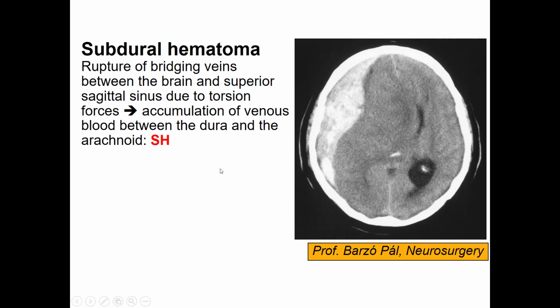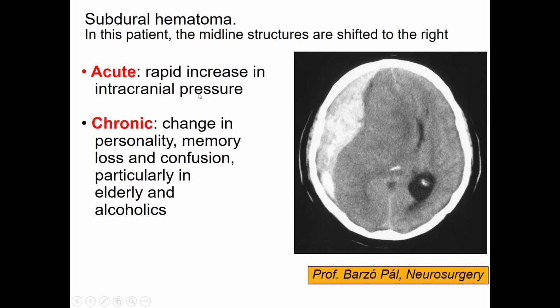Sometimes these subdural hematomas are acute, quite rapidly increasing and causing increase in the intracranial pressure, although the pace of the accumulation of the blood is always slower than in case of an arterial hemorrhage, like in the epidural hematoma discussed before this. And the chronic subdural hematoma sometimes is evolving very, very slowly. It may cause change in personality, memory loss, some confusion, and is quite typical in elderly and alcoholics.